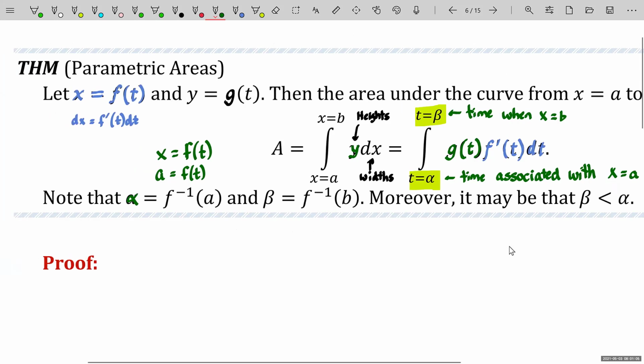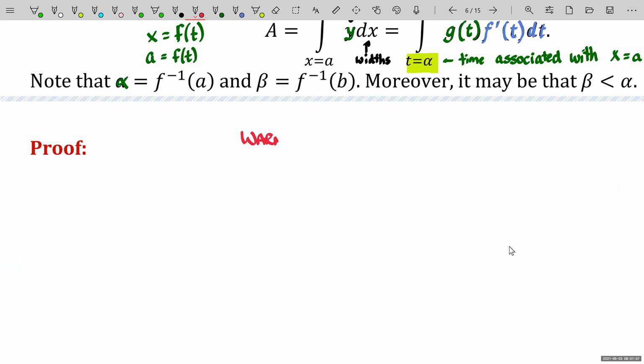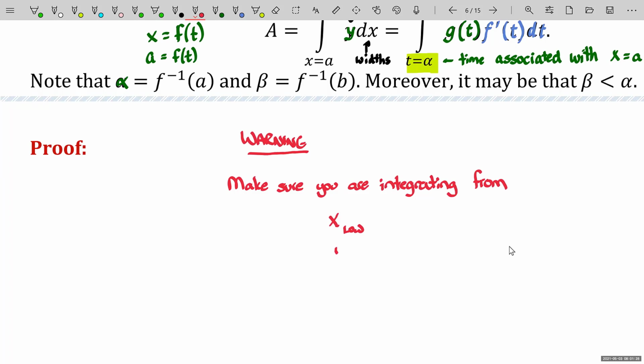Warning. Make sure you are integrating from x low to x high. Just like you normally would, right? I integrate from 1 to 10, not from 10 to 1 when finding the area underneath the curve. If you go backwards, you're going to get a negative area, and that will not make sense.